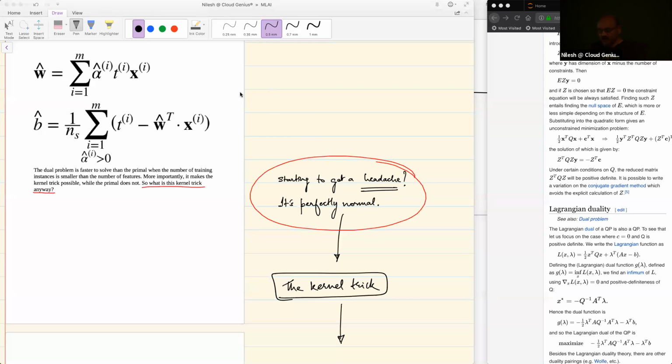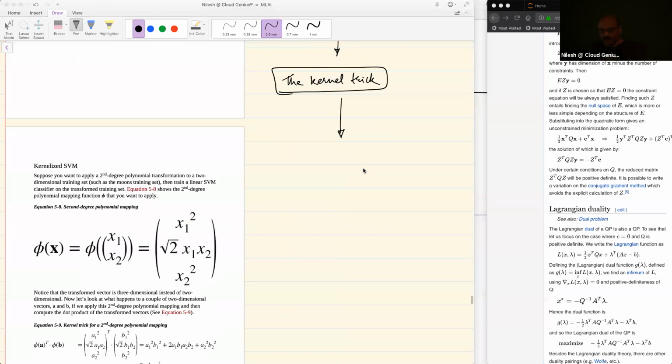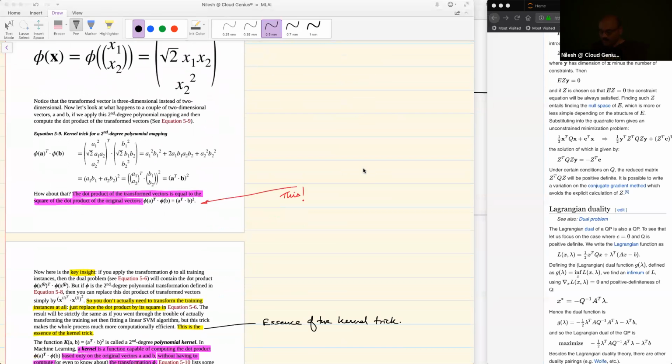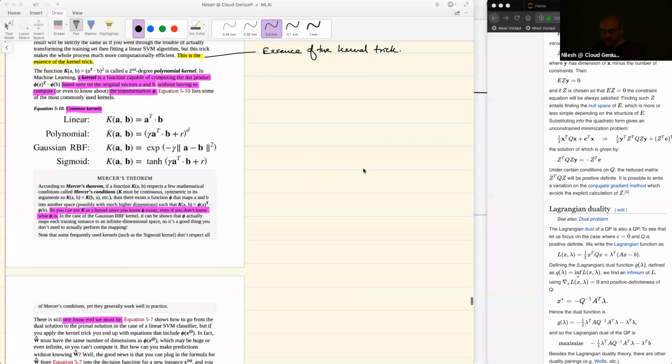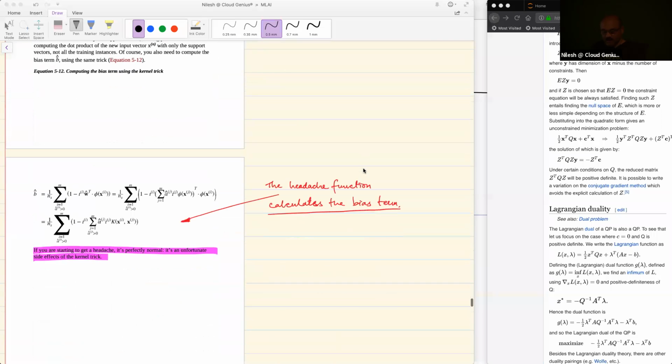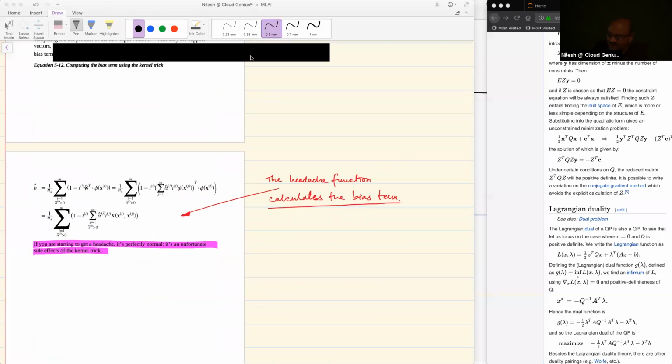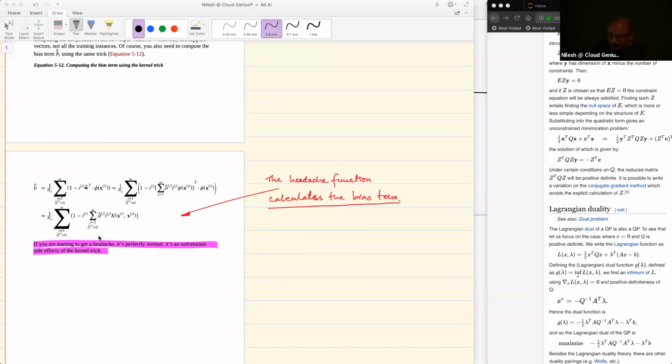I'm clearing my drawings and scrolling forward to get to the point where we are talking about the kernel trick. So there is your essence of the kernel trick, and here is the underlying math. This is the headache function, by the way. The headache function looks like this. What we are looking at calculates the bias term. The book itself says if you're starting to get a headache, it's perfectly normal. It's an unfortunate side effect of the kernel trick.